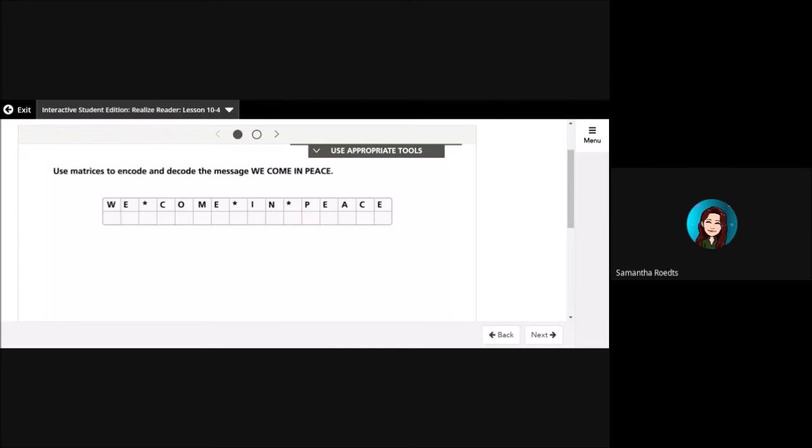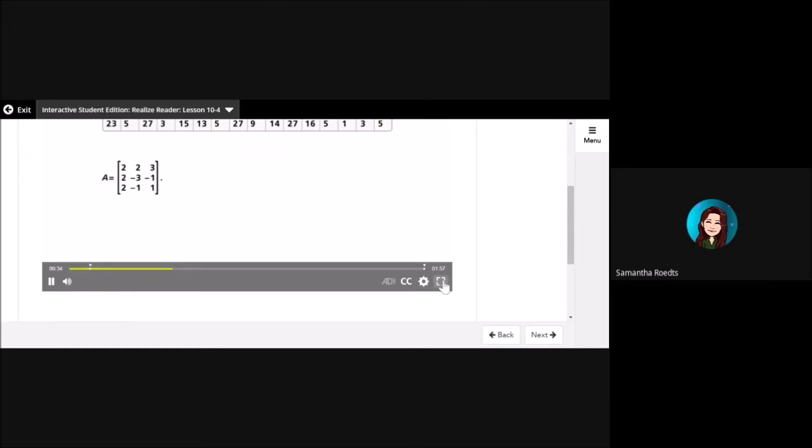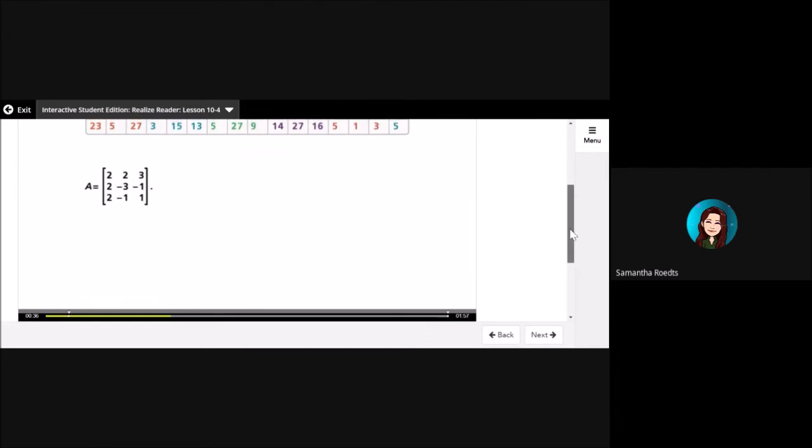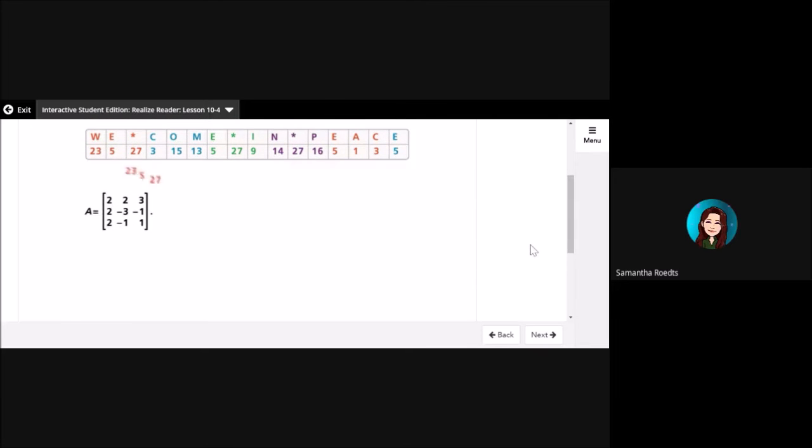Assign every letter in the alphabet a number, from A equals 1 to Z equals 26. Let 27 represent a space between words. The next step is to choose a matrix that has an inverse to encode the message, like this one, for example. The encoding matrix is a 3 by 3 matrix, so break the message into 3-digit strings.